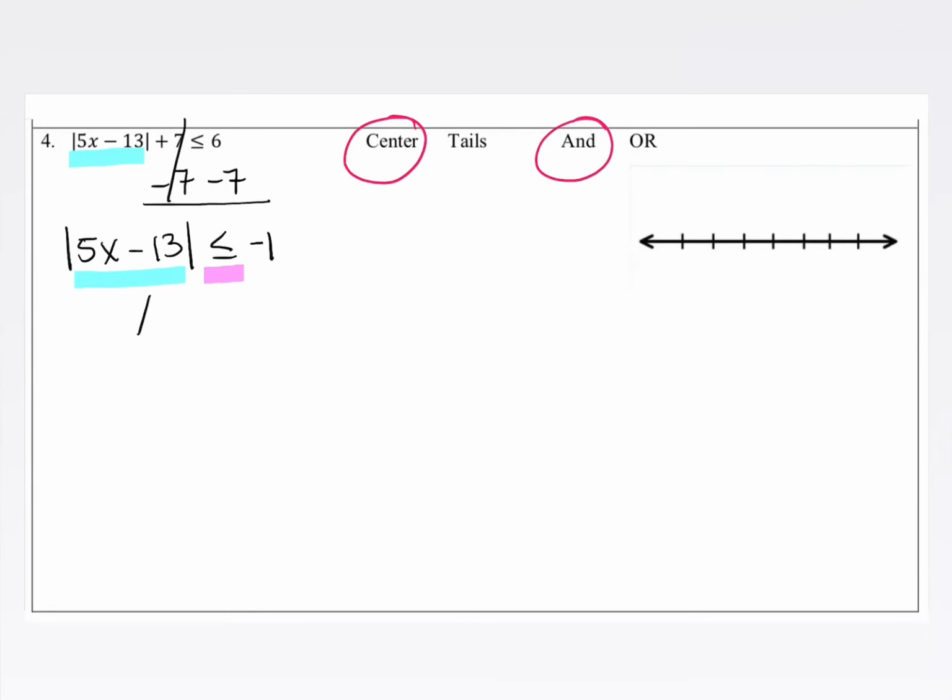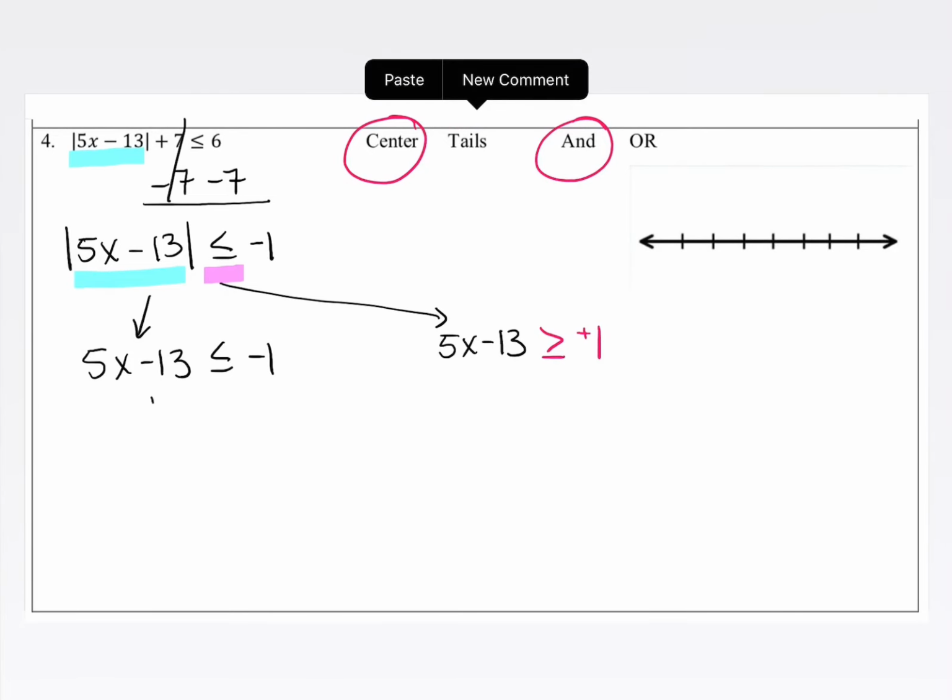Now we can split. So we have 5x minus 13 is less than or equal to -1. And we have 5x minus 13 is greater than or equal to, I should make that a different color, greater than or equal to +1. So notice here also when I branch, the absolute value signs disappear. So there's no need for them anymore.